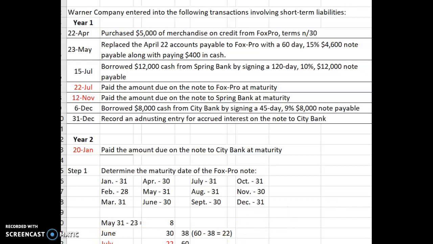Hi everybody. In our last video we were working with Warner Company's short-term liabilities. We found the maturity date for each of the 3 notes that they entered into during the year. And now we're going to do some more work with these short-term liabilities.